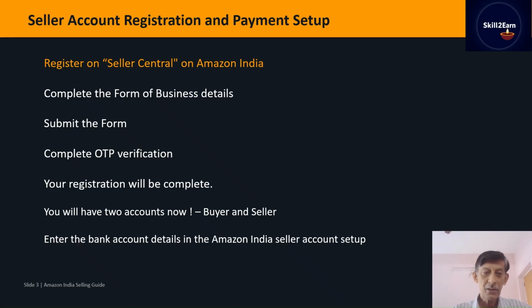There is something called a seller account or Seller Central. Amazon India has a Seller Central where you have to go and register your seller account. There is a seller account form which you have to fill, submit it, complete the OTP verification, and your registration will be complete. Now you have two accounts, a default account which is a buyer account and this one is a seller account. Here, as you have already completed the business process and you have a current account, go ahead and enter all your bank details over here where you want to receive the payment.